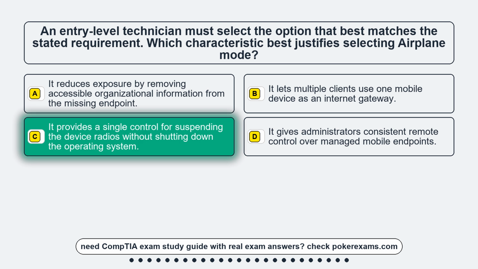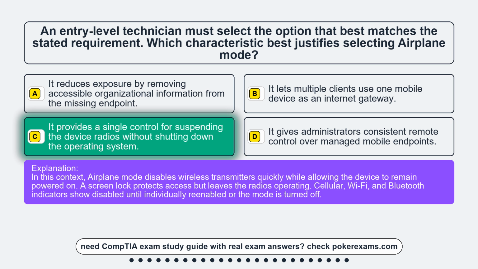It provides a single control for suspending the device radios without shutting down the operating system. In this context, airplane mode disables wireless transmitters quickly while allowing the device to remain powered on. A screen lock protects access but leaves the radios operating. Cellular, Wi-Fi, and Bluetooth indicators show disabled until individually re-enabled or the mode is turned off.